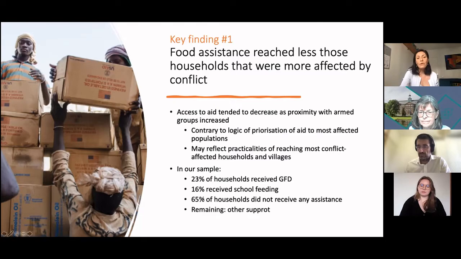In our sample, 65% of households did not receive any form of food assistance, and 23% received the general food distribution, so really packages like this of food, and 60% received school feeding.